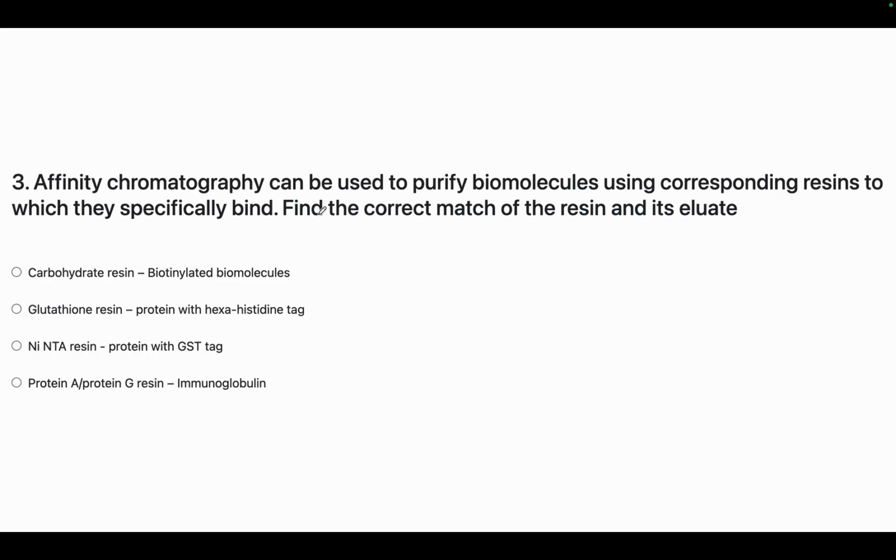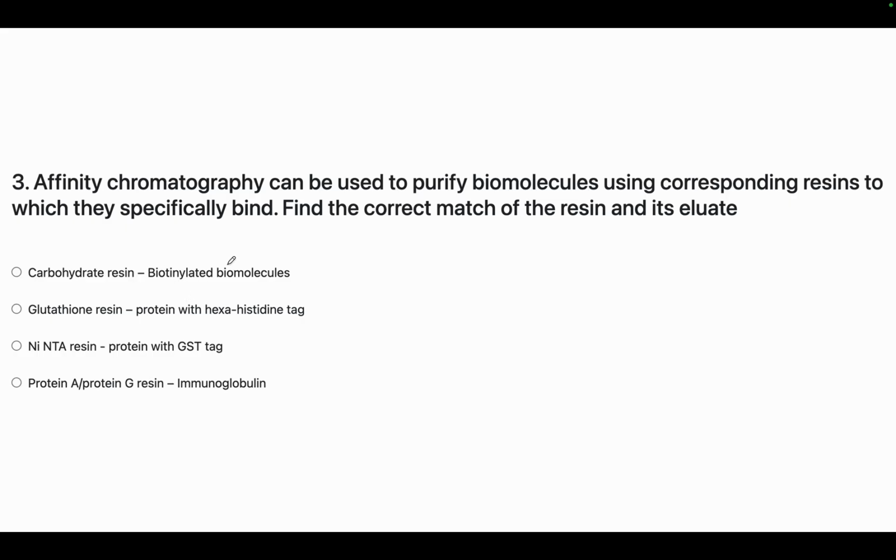Affinity chromatography can be used to purify biomolecules using corresponding resins to which they specifically bind. Find the correct match. Carbohydrate resin and biotinylated biomolecules? No, this is not right. A biotinylated biomolecule will not bind to a carbohydrate resin.